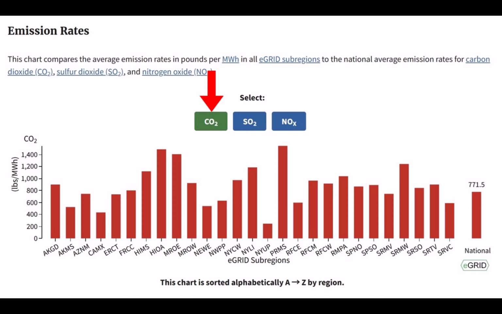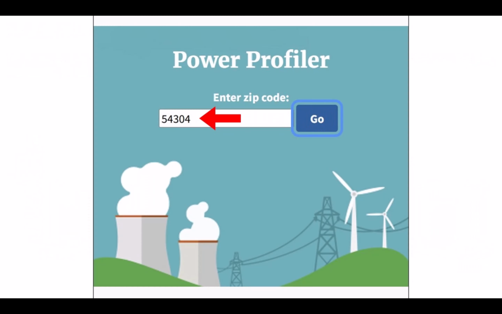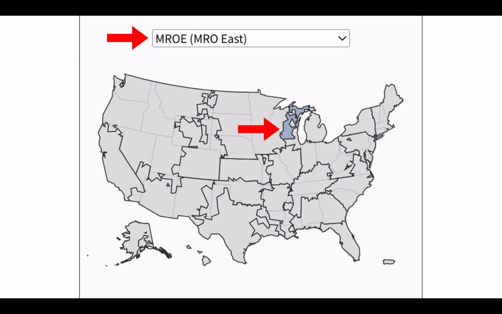It charts the 3 atmospheric emissions we're interested in: carbon dioxide, sulfur dioxide, and nitrogen oxides. To zoom in on your E-grid subregion, enter your zip code here and click Go. Just below, it'll give you your E-grid subregion acronym. Mine's the Midwest region, and it'll highlight your region in blue.